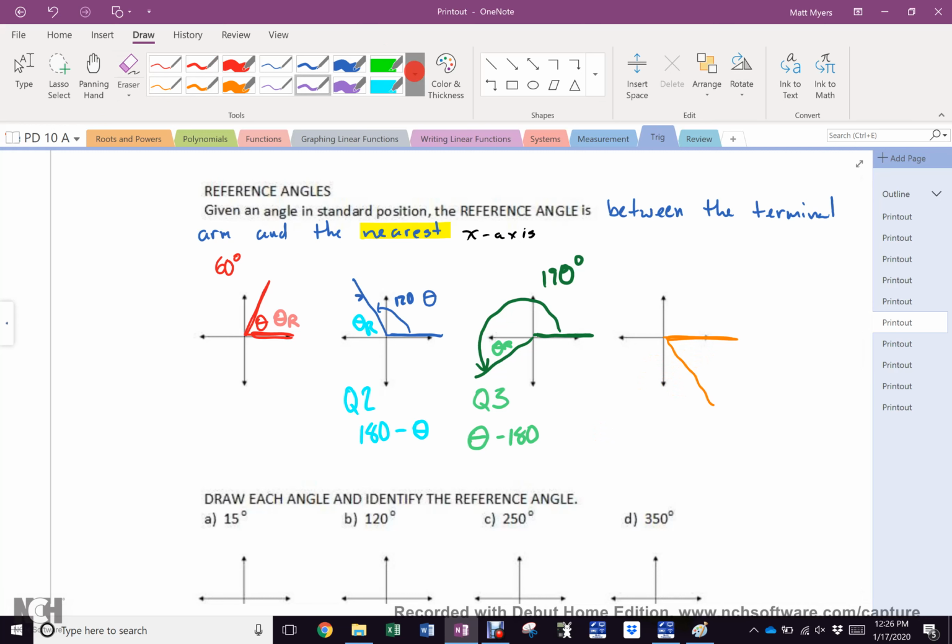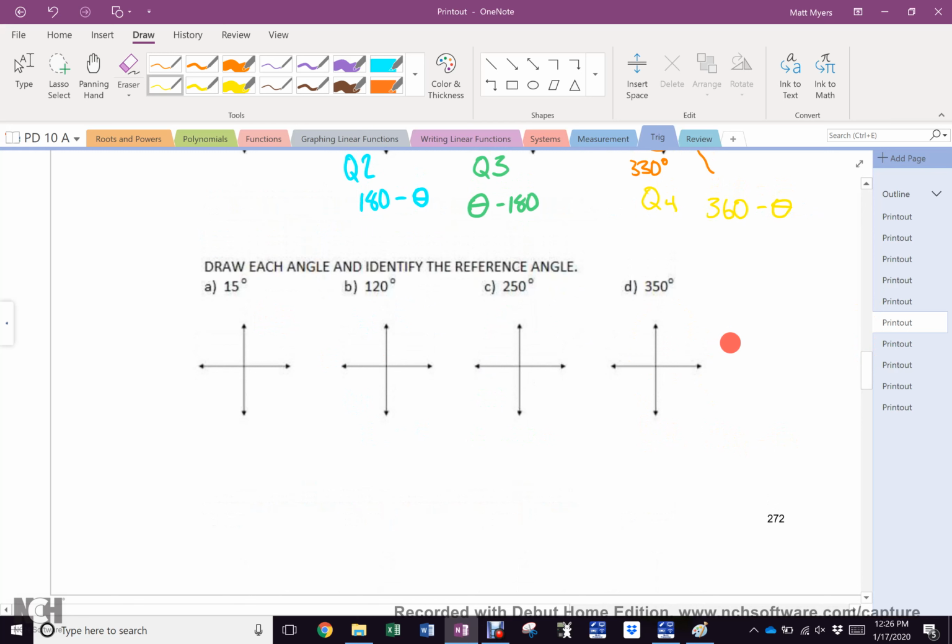So here is theta, and we said theta was what? 330, right? And then theta reference is in here, theta r. How will we find theta r doing something like this? In quadrant 4, it is 360 minus theta. Is everybody good? Try it. Do those 4. Go.